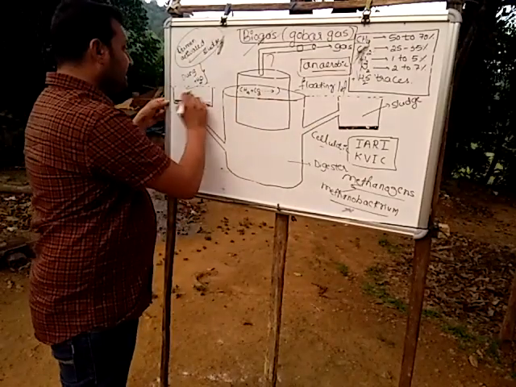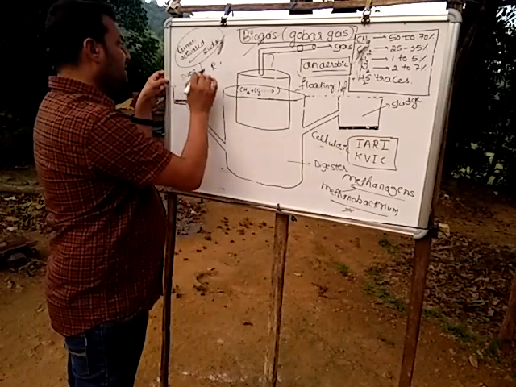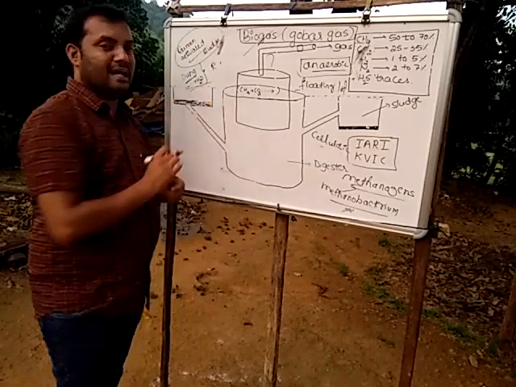Then, as a raw material needed for biogas production, you need to take a mixture of dung and water.